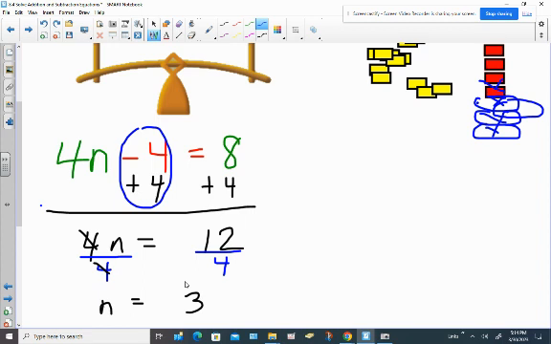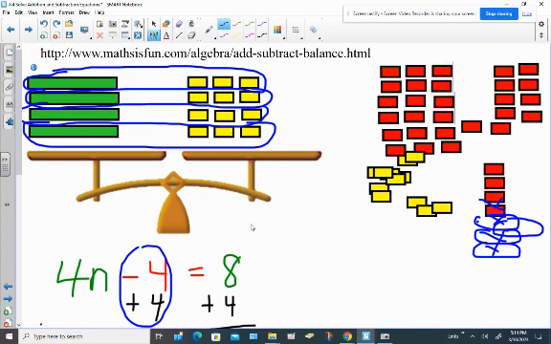Now, of course, we could go through the process of showing a check. I think you kind of get it with the check. You're just going to substitute the 3 in the place of n and make sure that the two sides are balanced and equal. But hopefully seeing the model has helped you understand a little bit more about two-step equations.